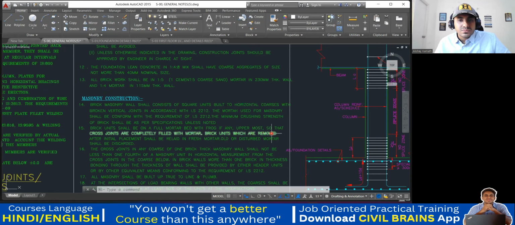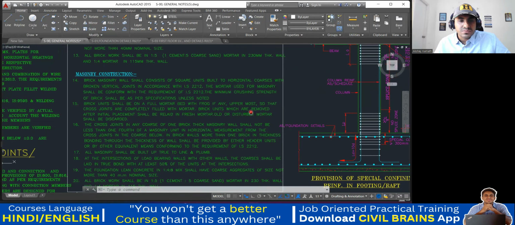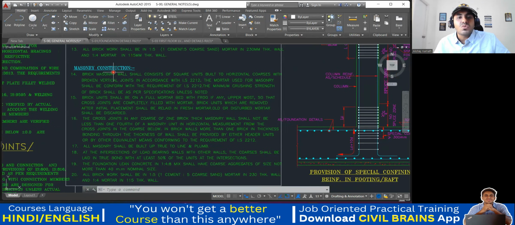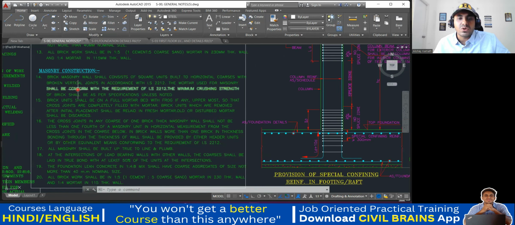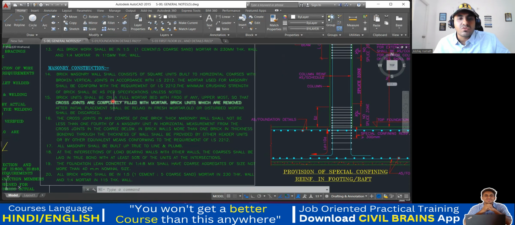After that, brick masonry wall shall consist of square units built in horizontal courses with broken vertical joints in accordance with IS 2212. The mortar used for masonry shall conform with the requirements of IS 2212. The minimum crushing strength of brick shall be as specified unless noted. Brick joints shall be of fully mortar bed with frog, if any, uppermost, so that cross joints are completely filled with mortar.